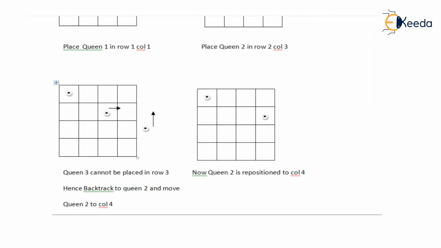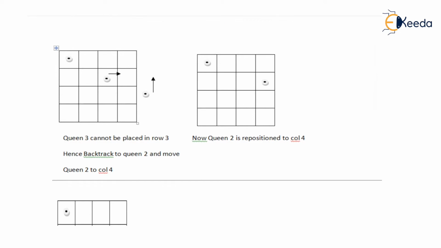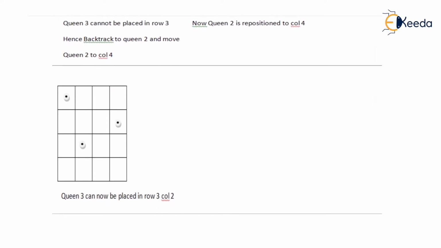We have backtracked to the second queen. And now you watch, the second queen was actually placed over here in the earlier solution. It has been moved to the next column, which is also correct. It is not attacking any previous queen. So queen 2 is repositioned to column 4. Okay. Now let's go and try to place the third queen again. Recall we were stuck. We were not able to place queen 3.